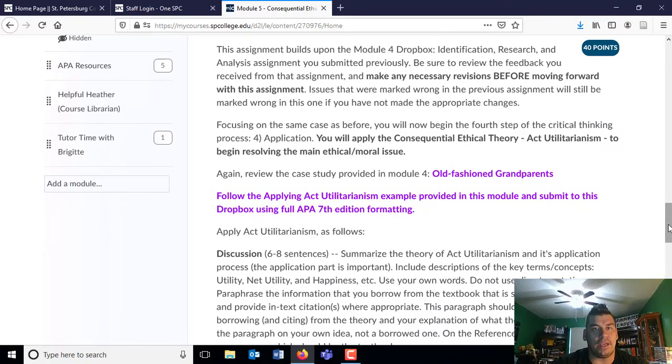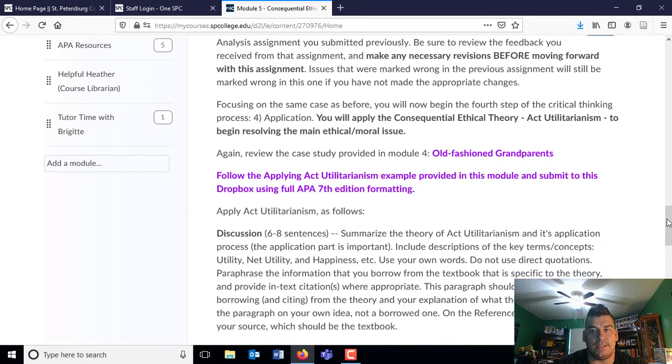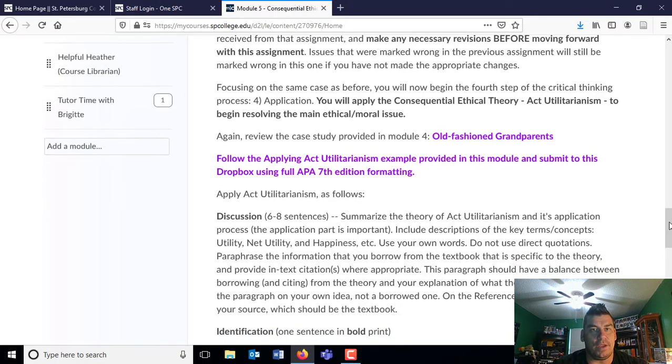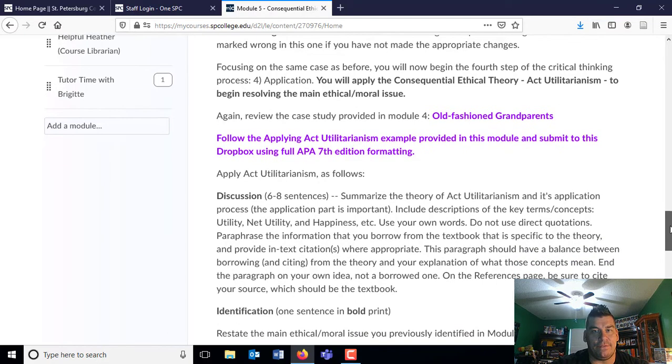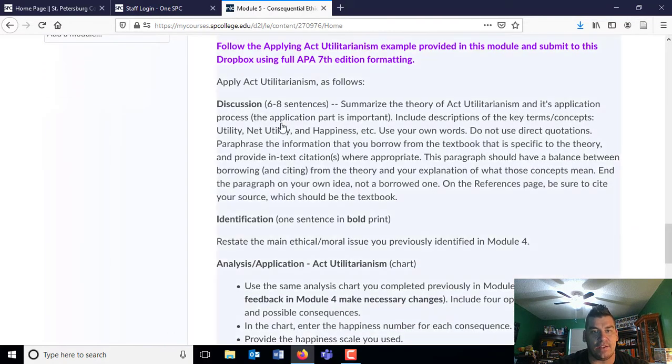Go over them carefully. I'm going to briefly go over the expectation and then show the example, but make sure that you look at these yourself in full detail, because you're expected to adhere to everything that's in these instructions. This is going to be a 3-part analysis in this section, where you're going to have a discussion of the theory and its application process in 6 to 8 sentences.